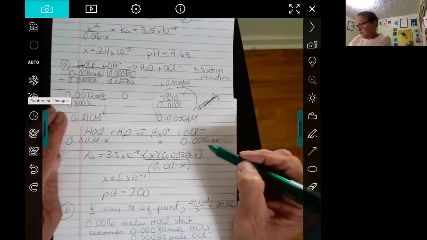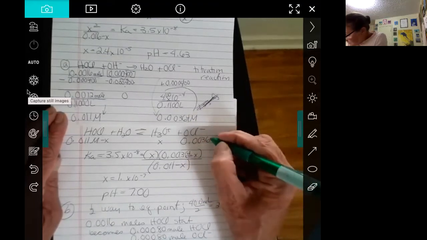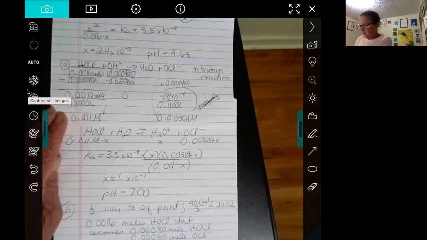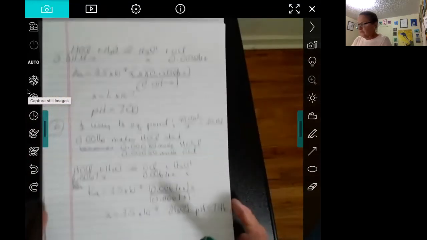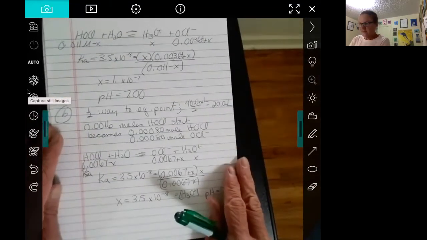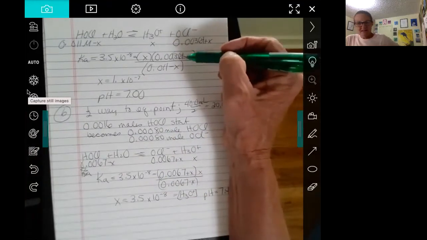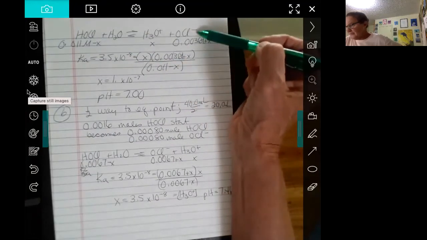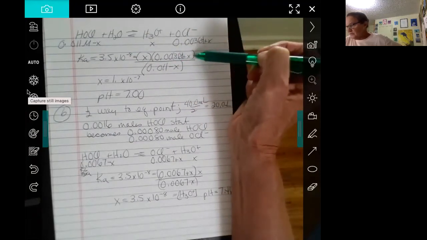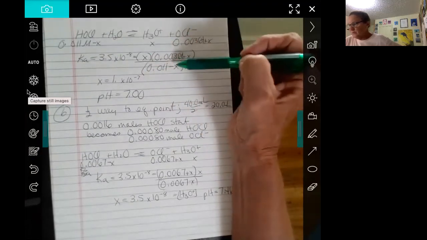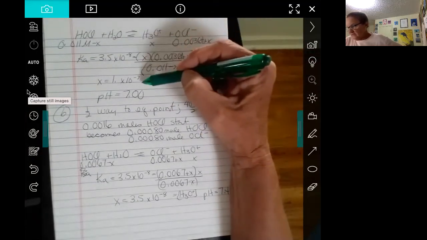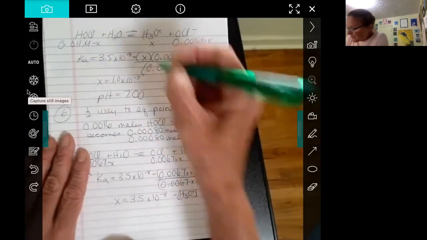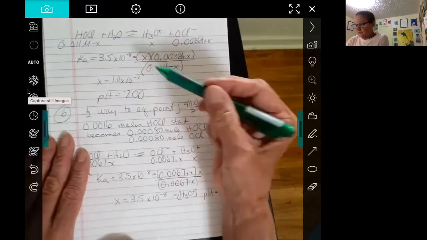So I have 0.00364, that should be a 4 there, molar of the conjugate base, and I'm going to create a little bit in the reaction. If I put that in my equilibrium, it's like the common ion effect. We made some of this already, so we have to take that into account. So Ka equals X times 0.00364 plus X divided by 0.011 minus X. And I got an X of 1 times 10 to the minus 7, and then my pH will be 7.00.